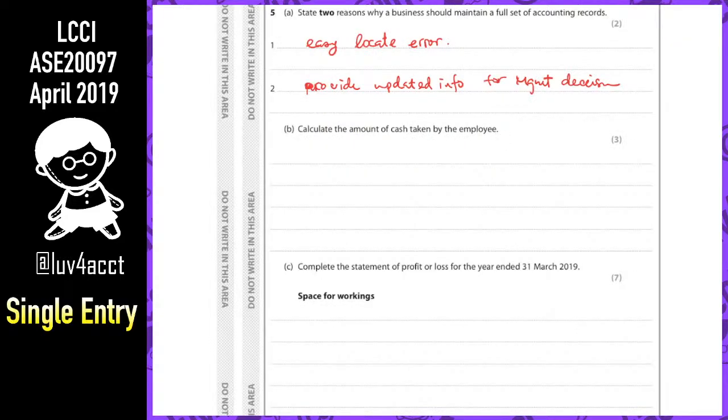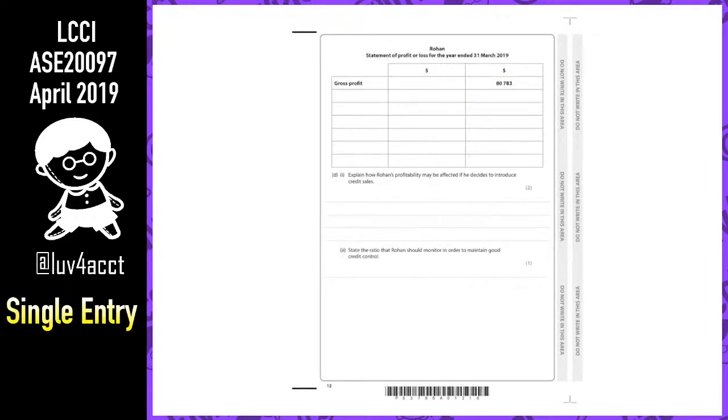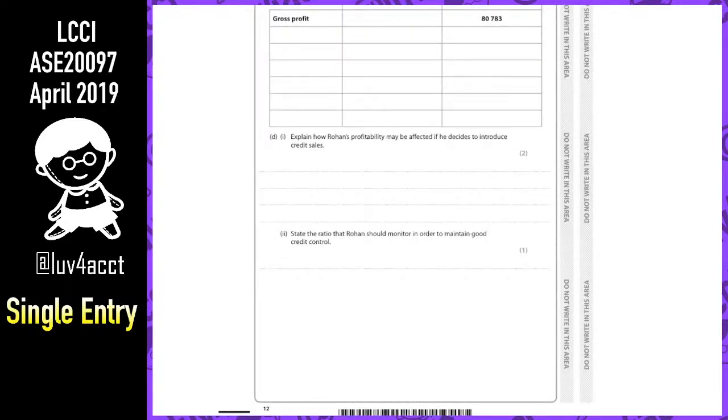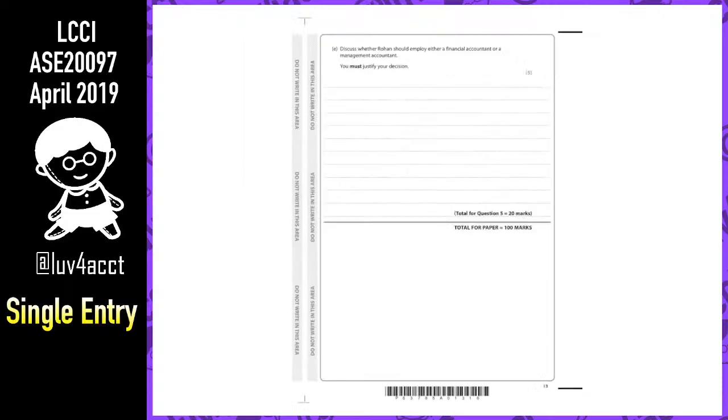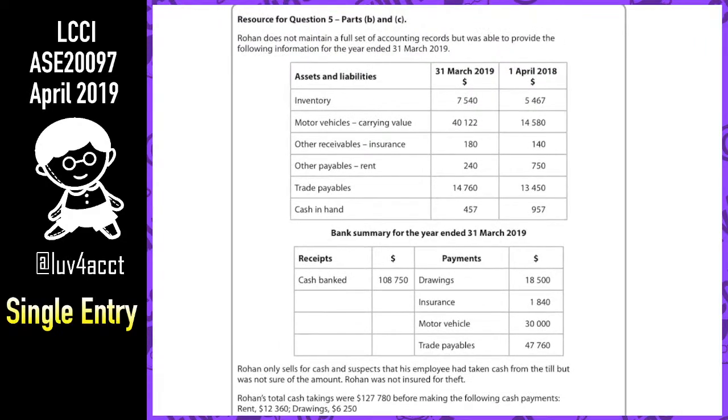Calculate the amount of cash taken by the employee. There is cash stolen. And then complete the statement of profit and loss from gross profit. And then explain how profitability will be affected. Explanation again, and then some decision. So this is not long. Let's see.